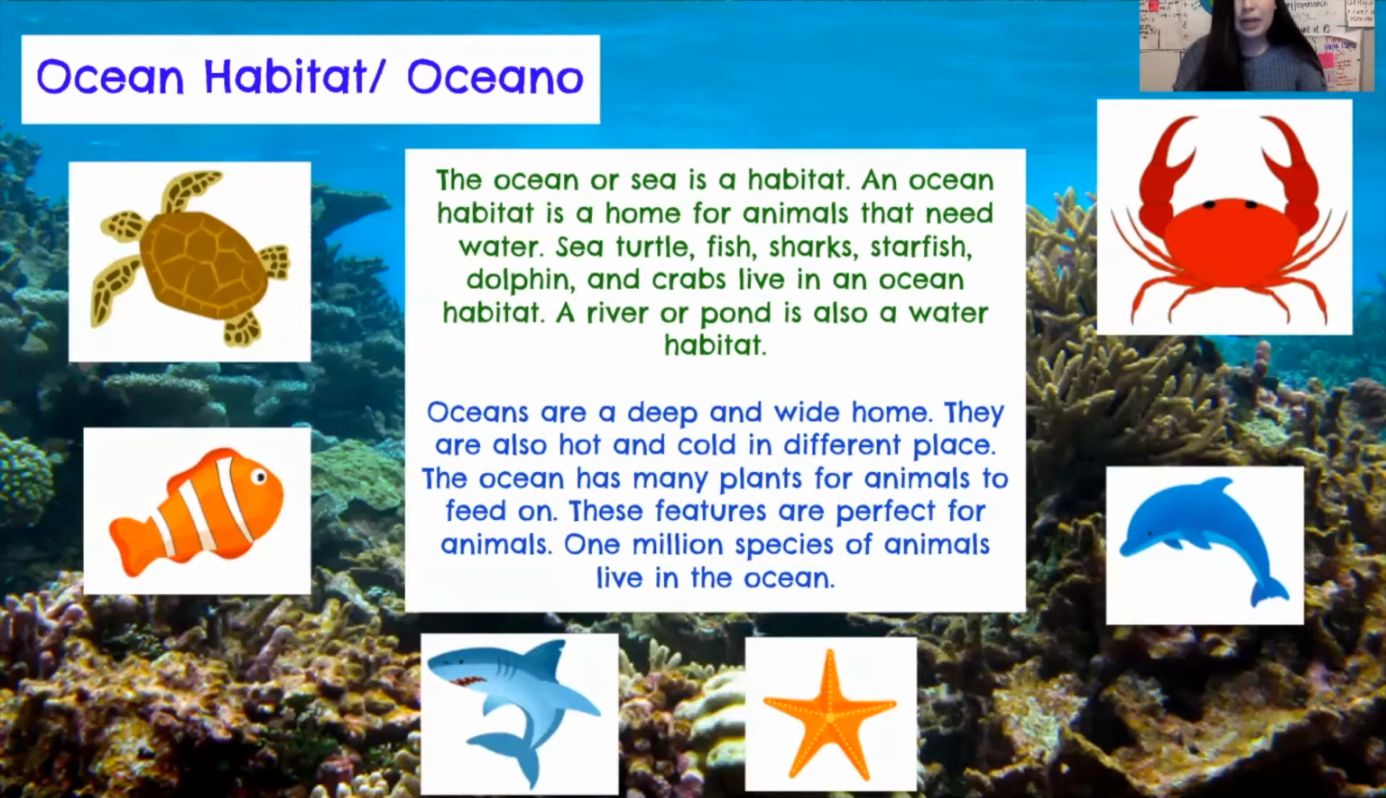Because the plants need water and they grow underwater, and the animals need water to survive. So, being in an ocean habitat is the best spot for an ocean animal. These features are perfect for animals, and millions of species live in an ocean habitat. So, we're going to take a look at a second habitat.